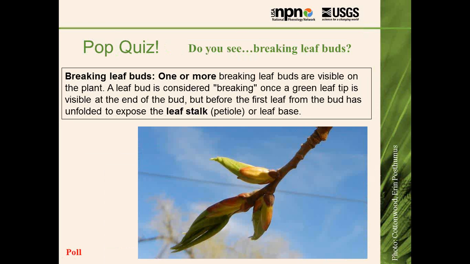So here's the first of our quizzes that we'll be giving you today. This question is, do you see breaking leaf buds, for the photograph here? And we'll give you a chance to look at this photograph for a few moments before we launch our poll. And we posted the definition again, so you can review that if you need to. But just take your best guess and try to decide whether or not you see breaking leaf buds. And you'll have either a yes, no, or a not sure option for this.